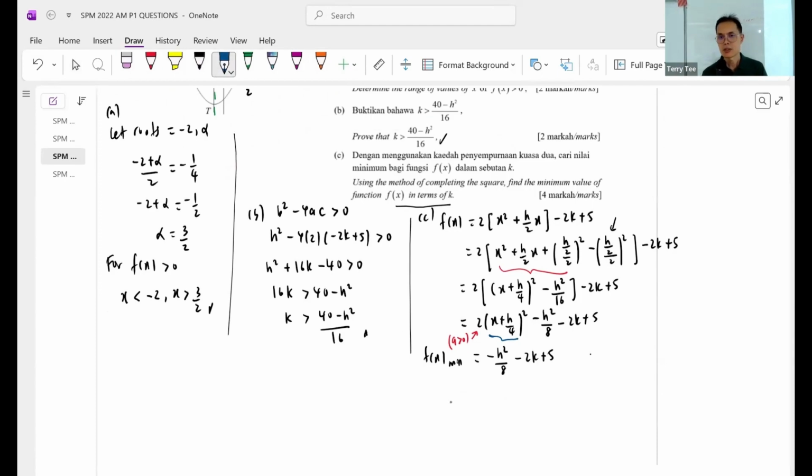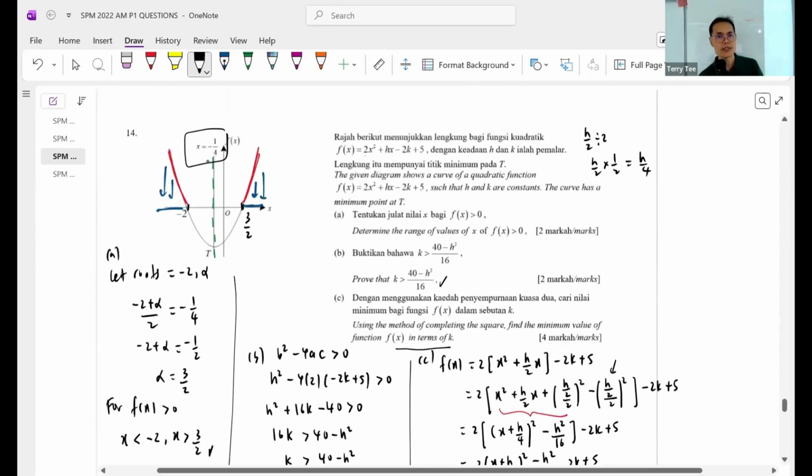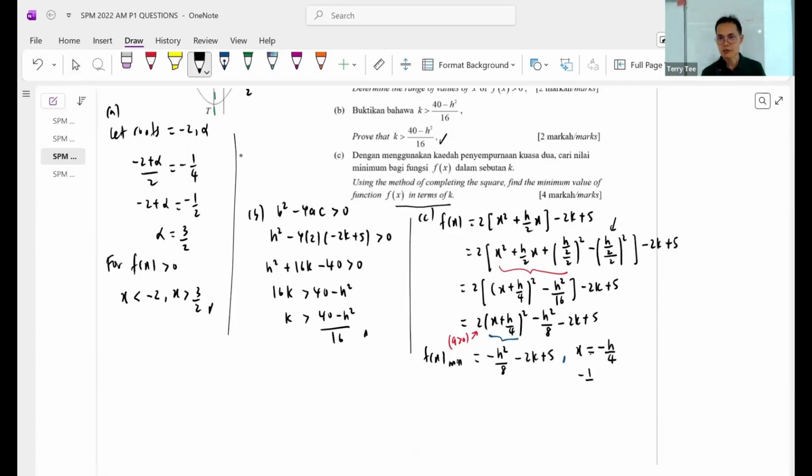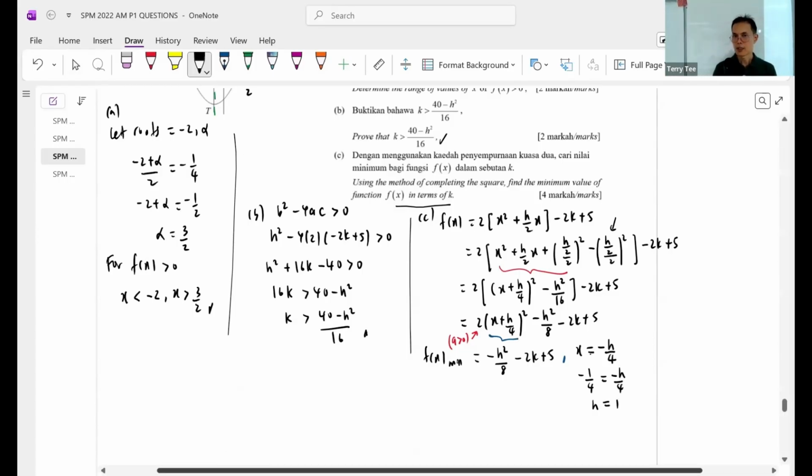What's the axis of symmetry? So this is a minimum when the one inside the bracket is 0, x plus h over 4 is 0, x is negative h over 4. Now we know from our graph that our axis of symmetry is negative 1 over 4. So I'm going to write this as negative 1 over 4 equals to negative h over 4. Can we cancel? What's your h? Your h is 1.